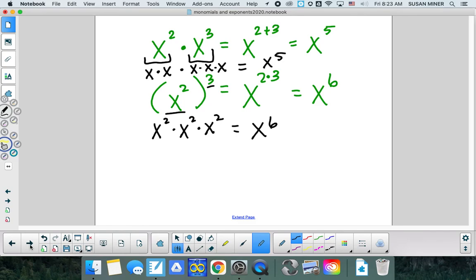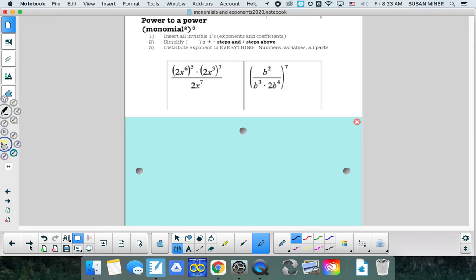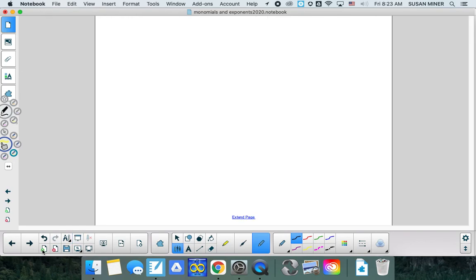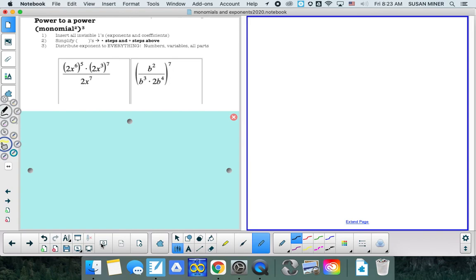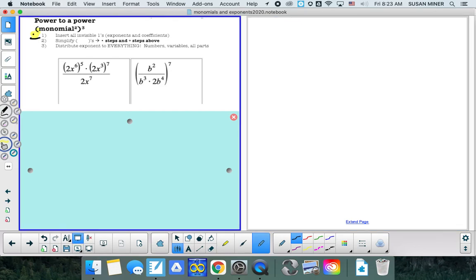Okay, so let's take a look at just some instructions for how to do this. And I'm going to add a page in here, and then I'm going to split page it just so that I have a little workspace. And so this is kind of my checklist for what I want to do, and you can kind of go through and make your own checklist. What I like to do first whenever I have a problem like this is I like to go in and insert any invisible ones, and I'll tell you why.